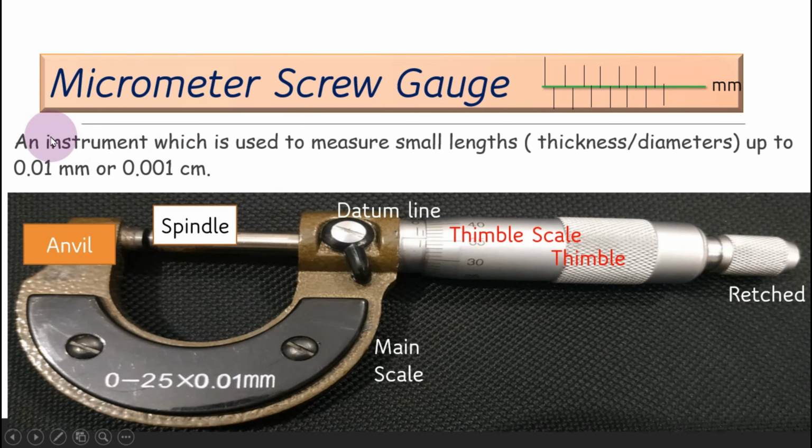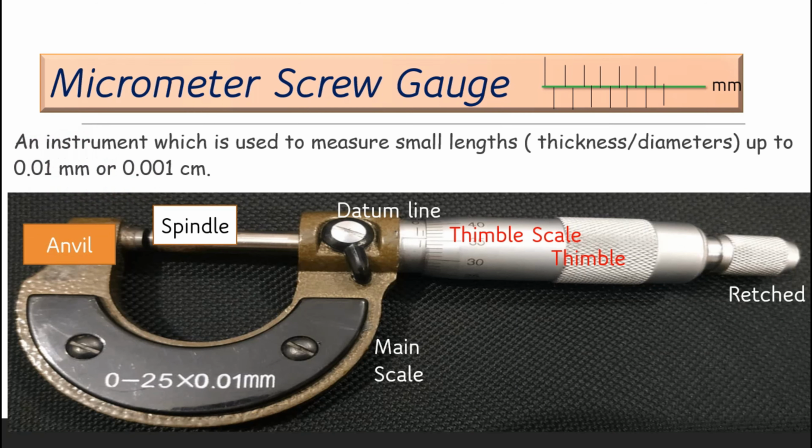Now, a screw gauge is an instrument which is used to measure small lengths, for example thickness or diameters, up to 0.01 millimeter or 0.001 centimeter, and this number is called the least count of the micrometer screw gauge.